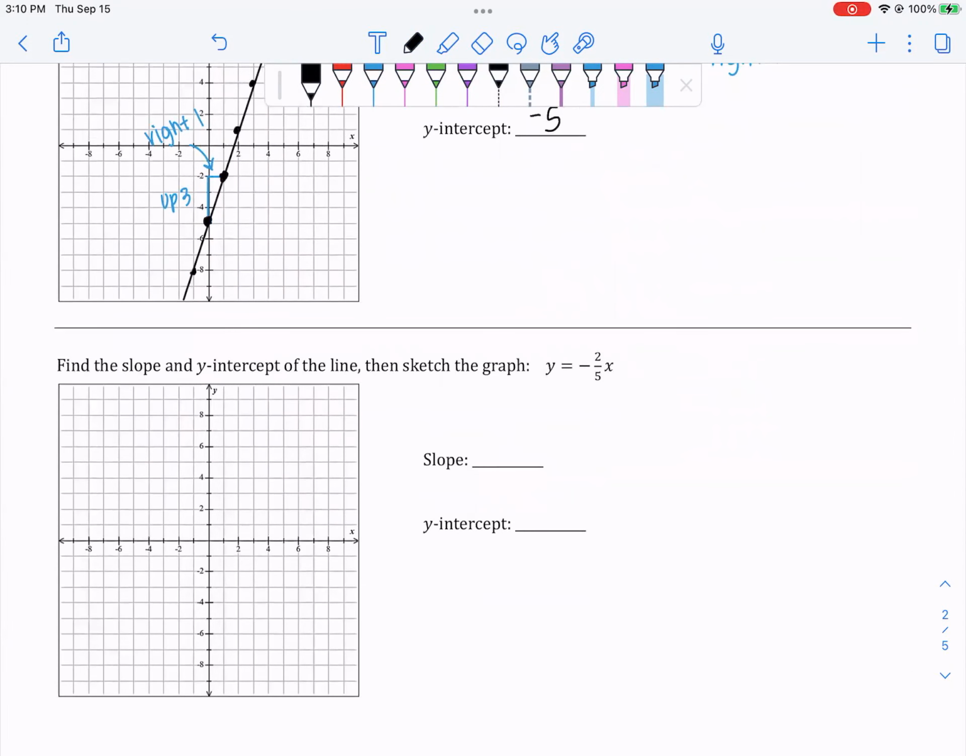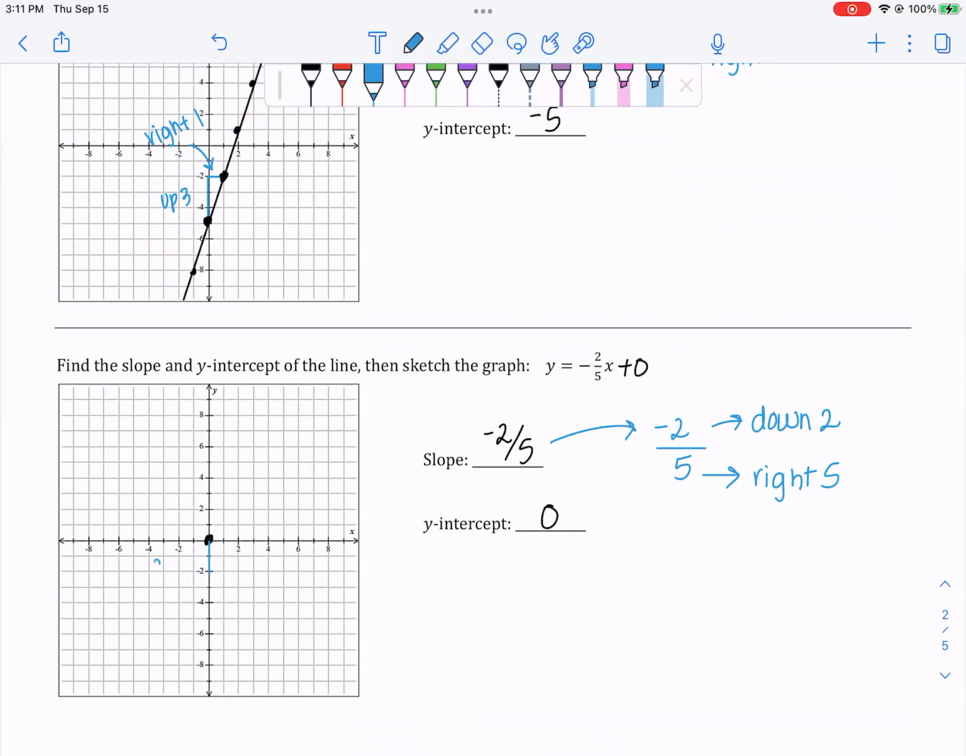This final one, the slope is the number right next to the x. So we have -2/5. The y-intercept, there's nothing written here, but we can always assume there's a +0. So the y-intercept is 0. So our slope is -2/5. Because it's negative, we're going down. So this will be down 2, right 5. Our y-intercept is at 0. So there I plotted. And now down 2.